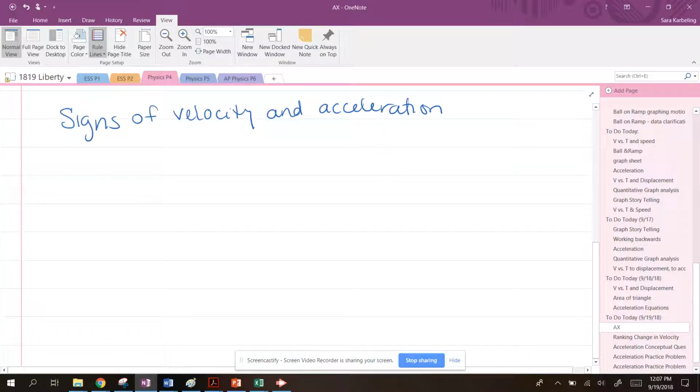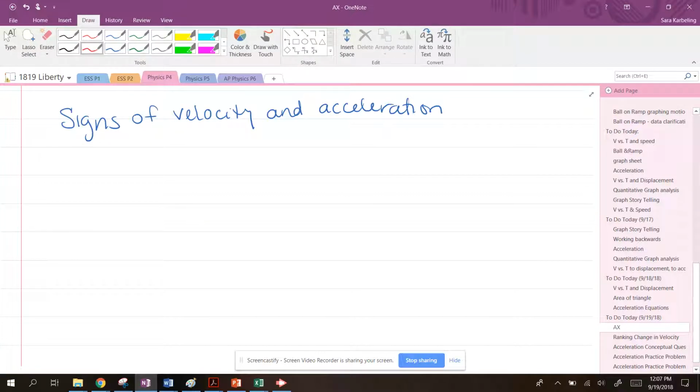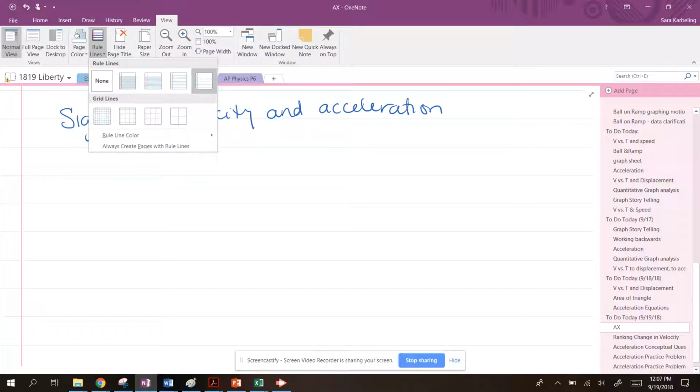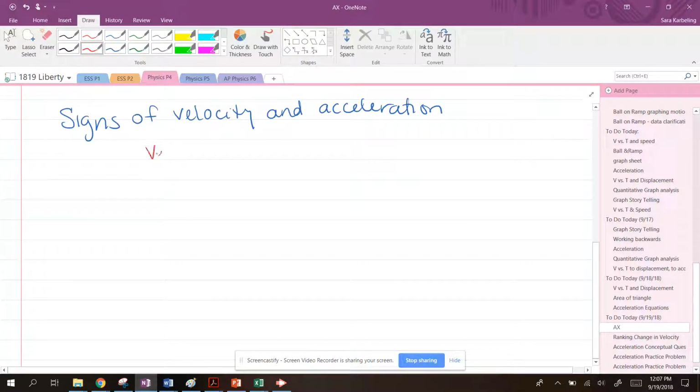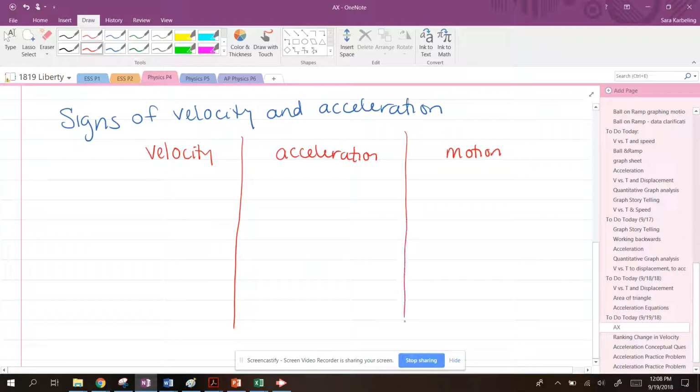Holy cow. All right. So on your paper, we're going to make a chart. At the top of the chart, I'm going to make my lines just a little bit less. There we go. At the top of the chart, I want you to write velocity in one column, acceleration in the next column, and motion in the third column. And the game here is to figure out what different kinds of motion mean.